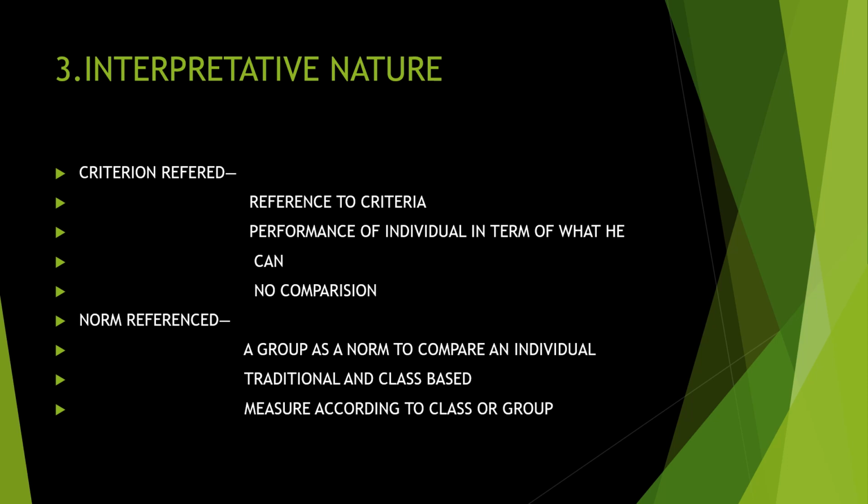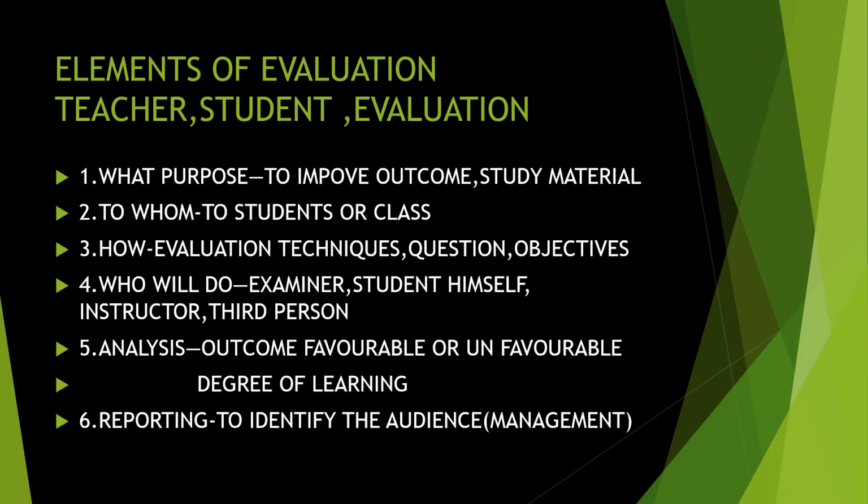So in this interpretative nature, there are two. One is criterion. Criterion means there is no comparison happening; the individual is compared only to some kind of marks, and if you achieve it, that's enough. And norm referenced is not like that. Each and every individual is compared to each and every person who is writing or appearing for the exam. Understood? So now the types of evaluation are over. I think you get an idea now.